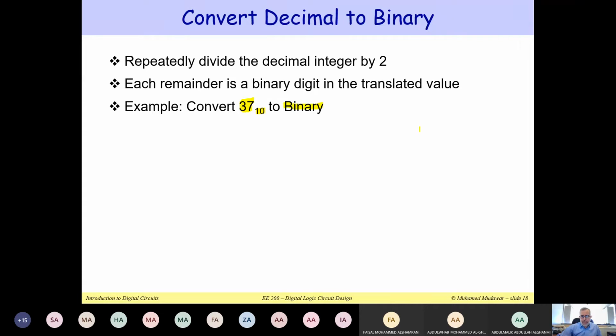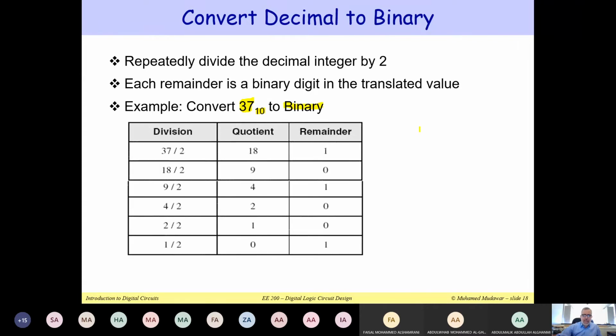So the way to do it is that you can actually divide 37 by 2. You have to start by dividing 37 by 2. Now, when you divide 37 by 2, you get 18.5. But this is integer division. So you get 18. Now, when you multiply 18 by 2, you get 36. So there is a remainder. 37 minus the 36, the remainder is equal to 1.